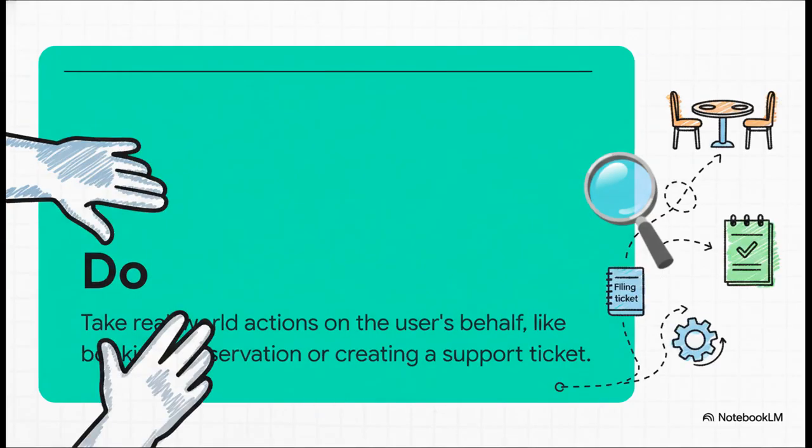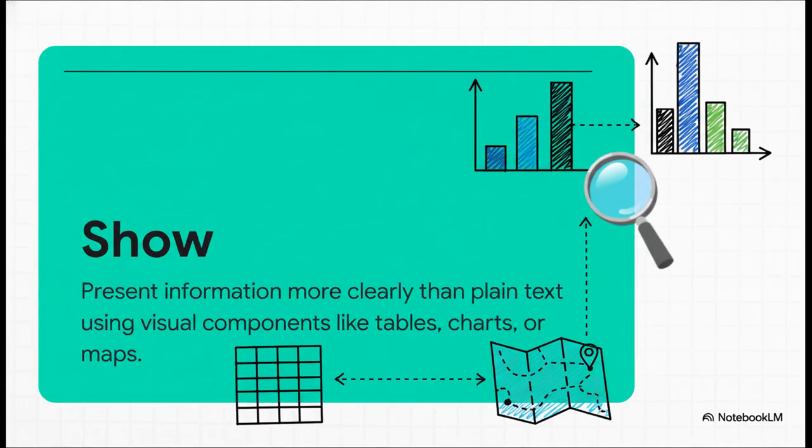Second, your app can do things. It can basically be a pair of hands, reaching out into other systems to take real-world actions. This is where a user's intent becomes a real action. Booking that table, filing that support ticket, actually making something happen. And third, your app can show information in a much better way. Look, a wall of text is fine, but a really well-designed chart, or an interactive map, or even just a simple table, that can make complex information instantly understandable and, more importantly, actionable.